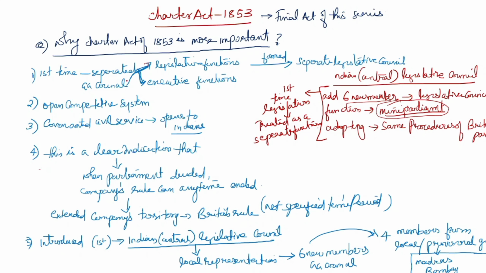For the first time, the act separated the Governor General's Council into its legislative functions and executive functions. The legislative functions are controlled by a separate legislative council called the Indian or Central Legislative Council. They added 6 new members to the Legislative Council. They are called legislative councillors, and this Council functioned as a mini parliament by adopting the same procedure as the British Parliament.